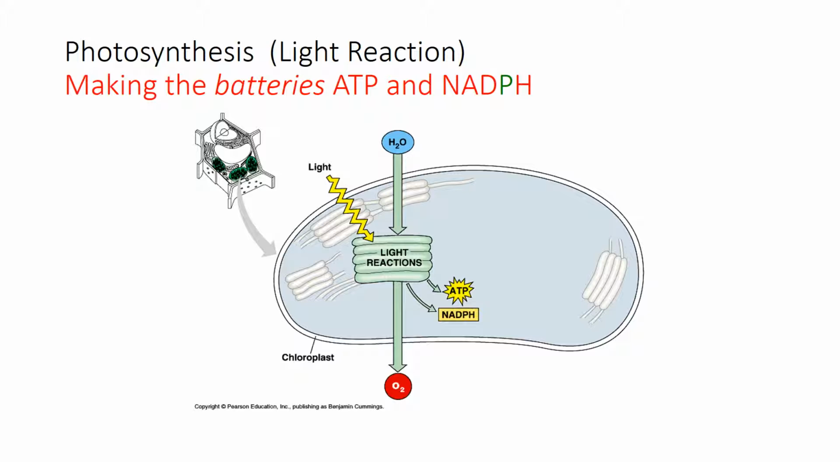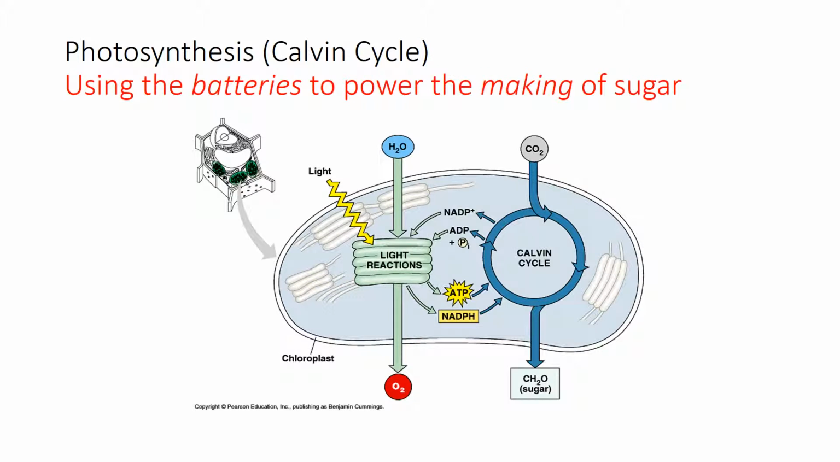And what's NADPH going to be used for? It's going to be used in order to basically reduce carbon dioxide in the next major phase of photosynthesis, known as the light independent reaction, or the Calvin cycle. And we'll get into some details of that on our next lecture. So there's the Calvin cycle, okay?